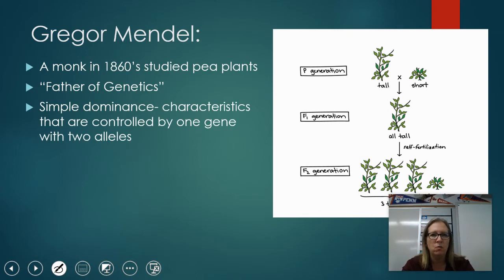Now, he dealt with what's known as simple dominance, which are characteristics that are controlled by one gene, but only two different alleles, okay?